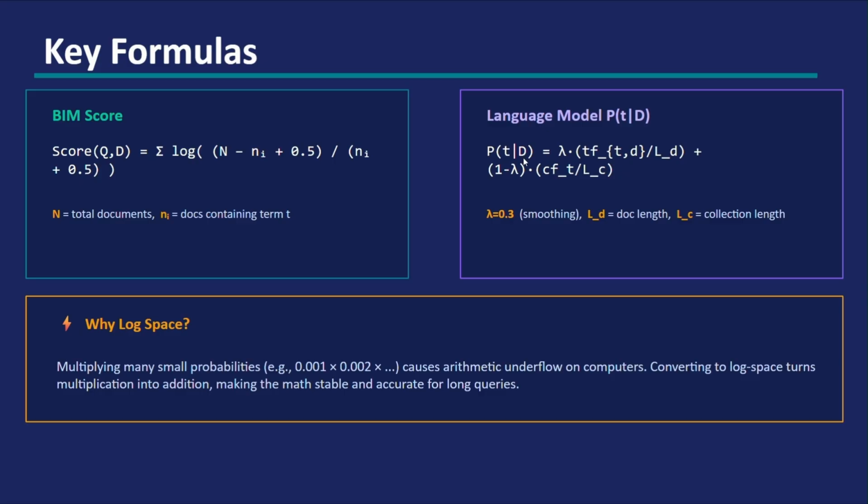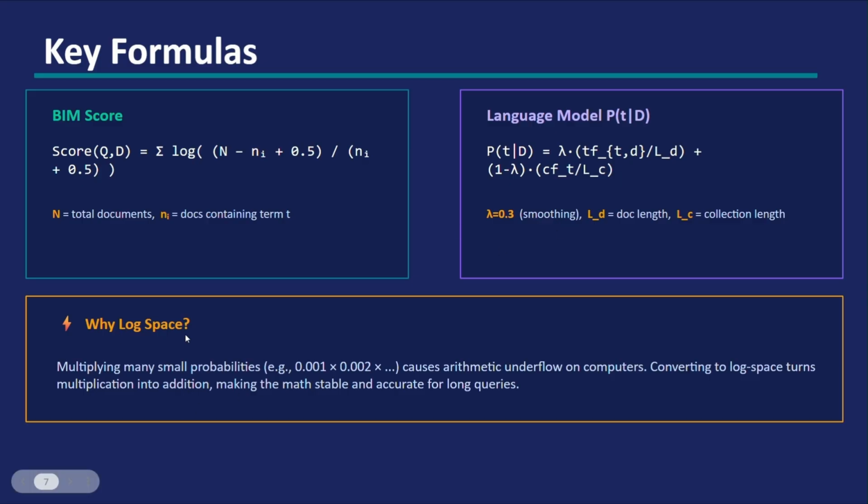And then the language model. It mixes two things: how often the word appears in the document and how common it is overall in the collection. The lambda 0.3 value is for smoothing. It controls the balance, so if there is any value towards 0, it will be smoothed with the 0.3 and will not become 0 at all. That's the reason for the smoothing.